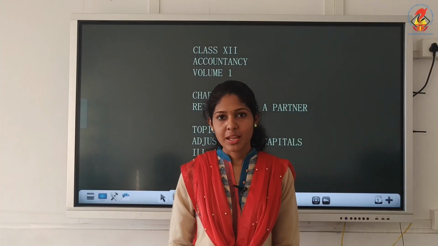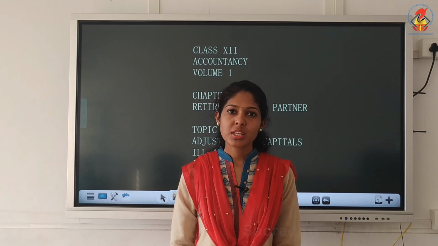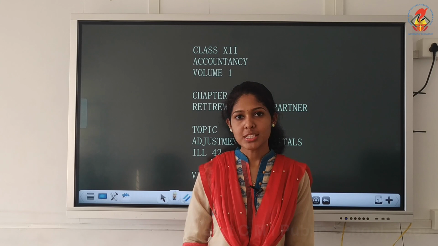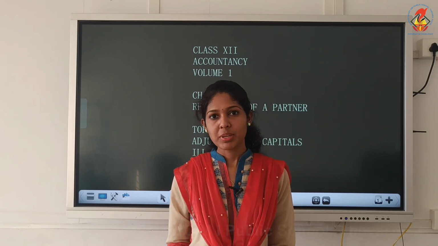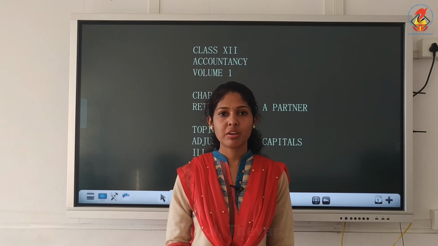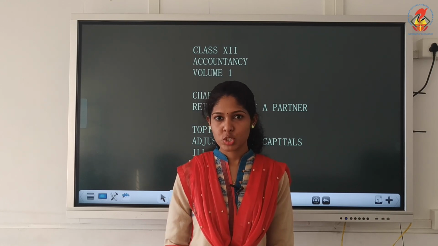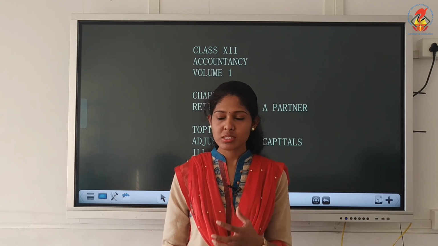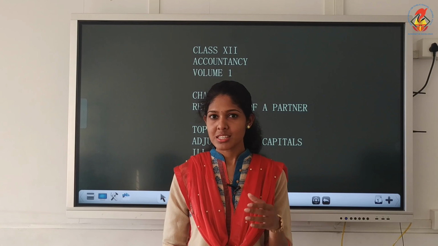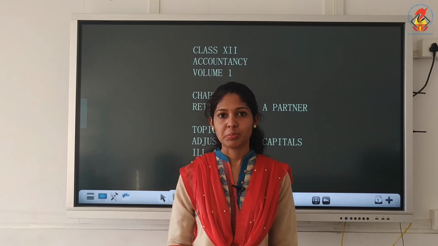We are continuing the chapter Retirement of a Partner. Now we are moving on to the most important part of this chapter, that is adjustment of capitals. We had a similar topic in the chapter admission also. There we had two methods of adjustment of capital. Here we have 4 to 5 methods of adjustment of capitals, which is almost similar to the previous chapter, but there are some differences since here it is retirement of a partner instead of admitting a new partner.